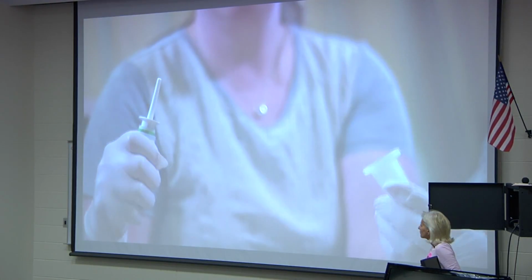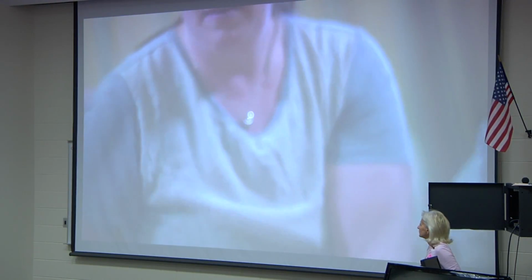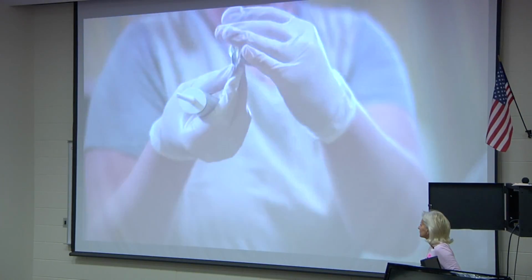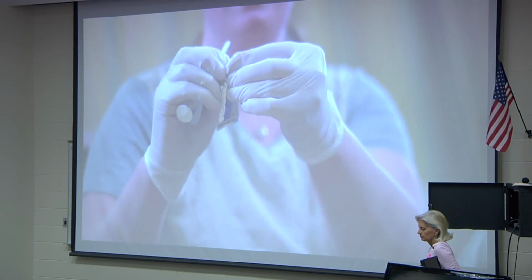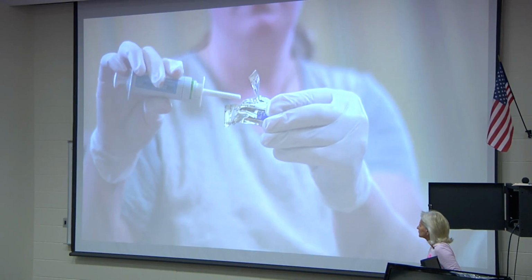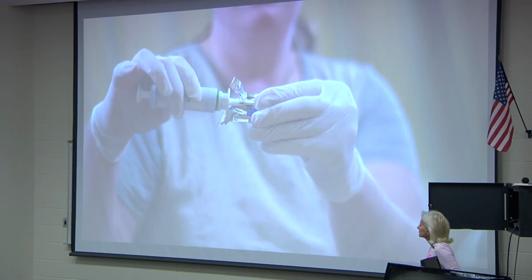Push up on the cap with your thumb and pull to remove the cap from the syringe. Open the package of lubricant. Lubricate the tip by inserting it into the lubricating jelly.